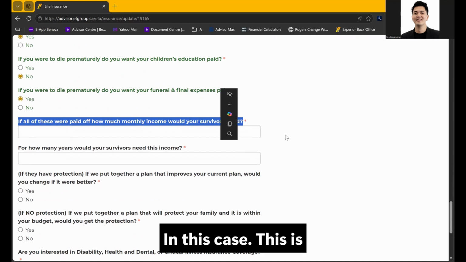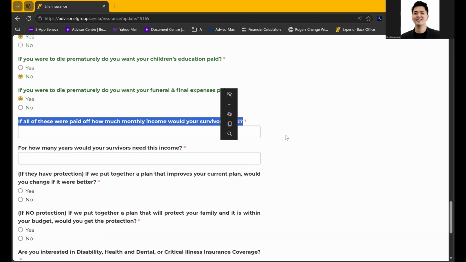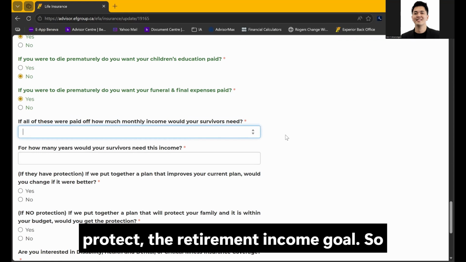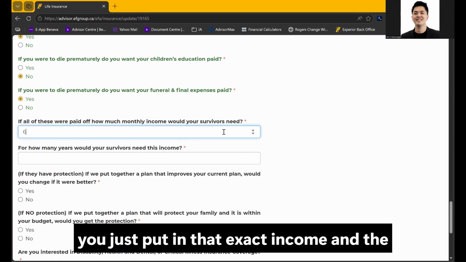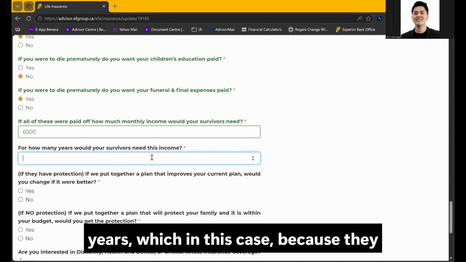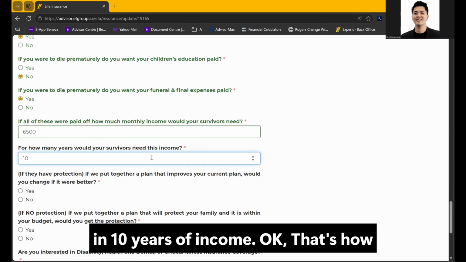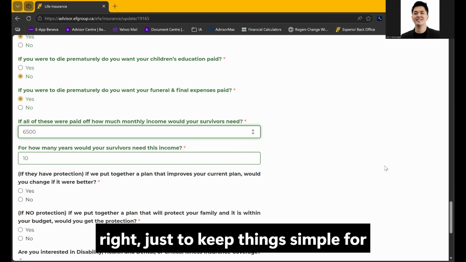In this case, this is a very simple answer. Remember earlier the income that they want to protect, the retirement income goal? So in this example, we put in that they need 100% of the income. So in this case, you just put in that exact income and the years, which in this case, because they don't have any kids, we're going to put in 10 years of income. Okay. That's how easy you could put the numbers here. All right. Just to keep things simple for everyone.